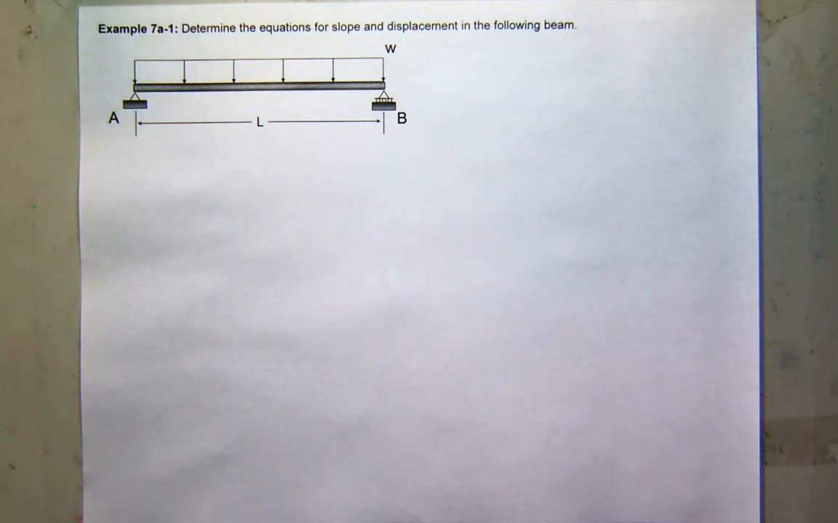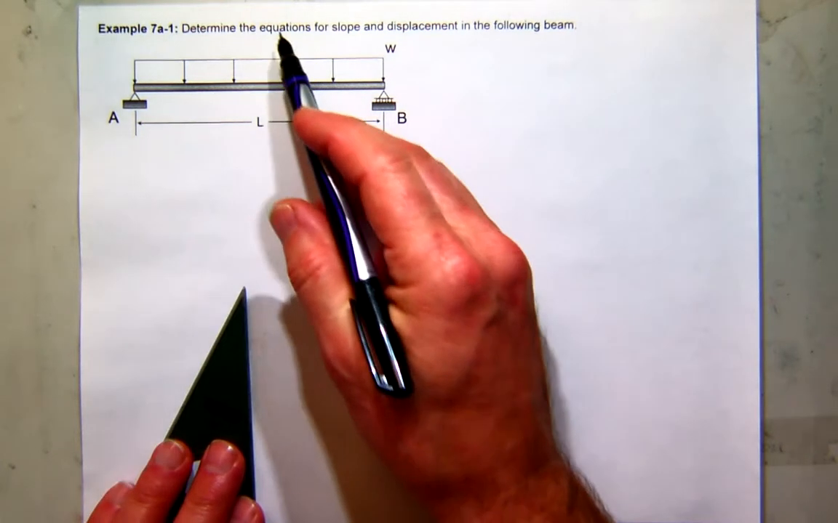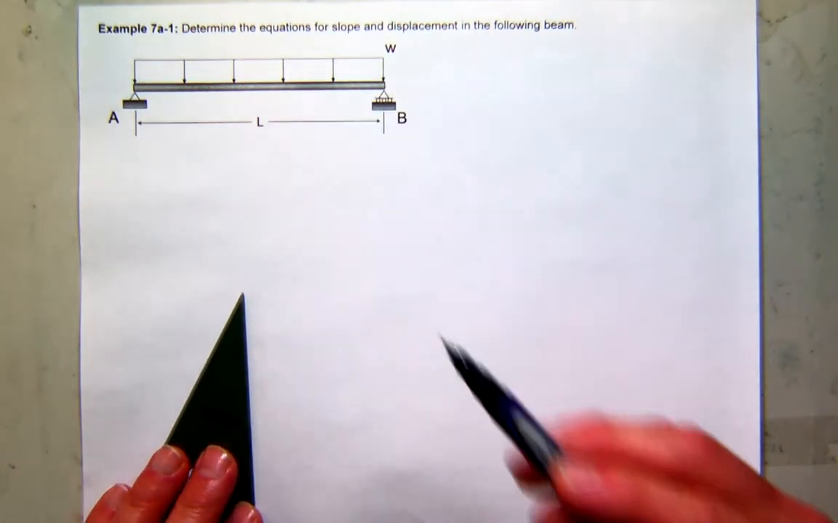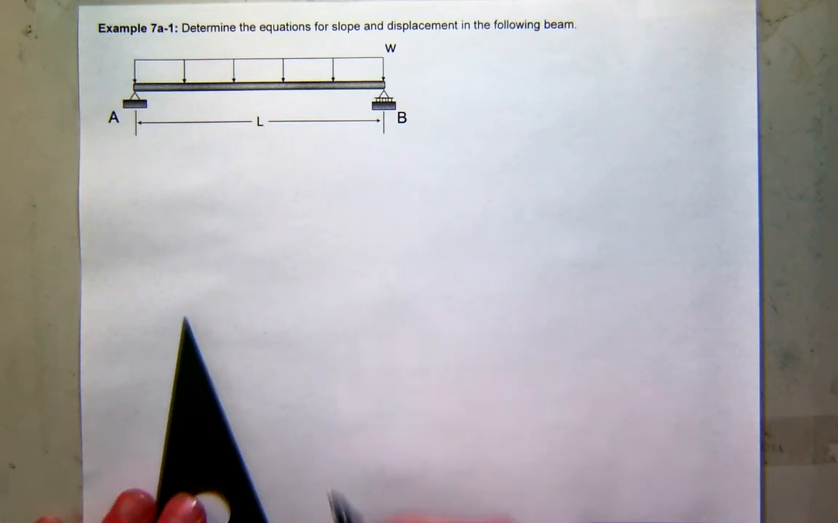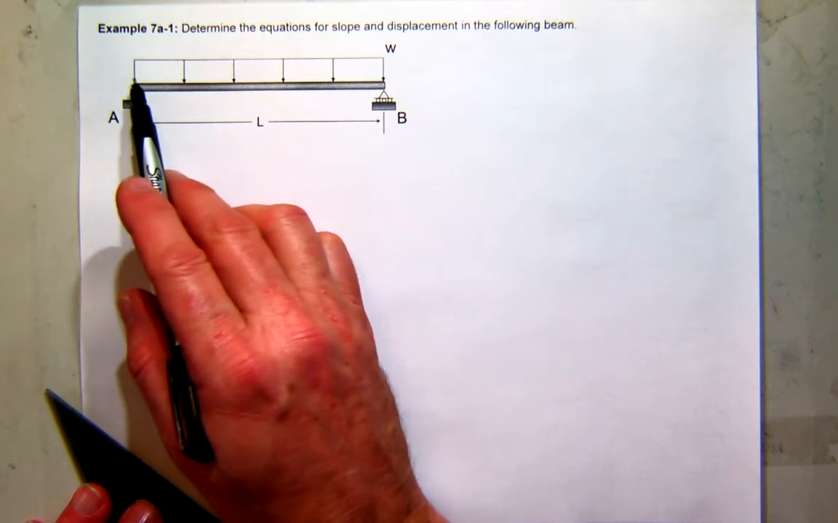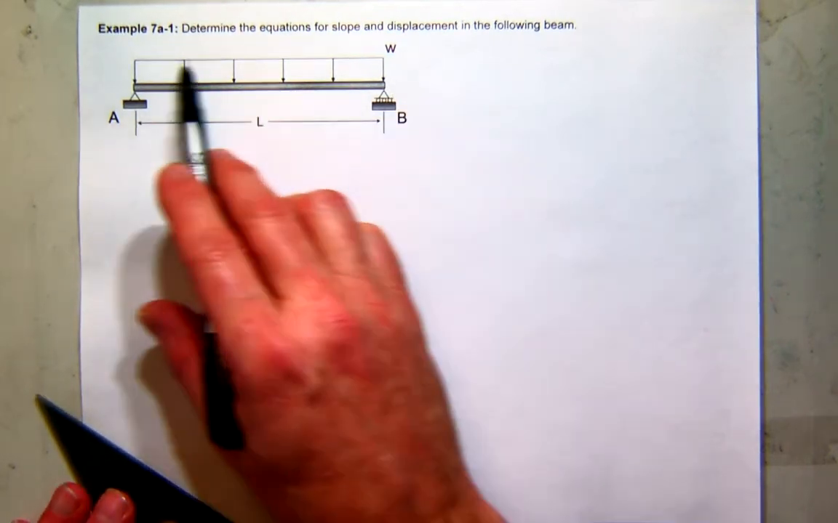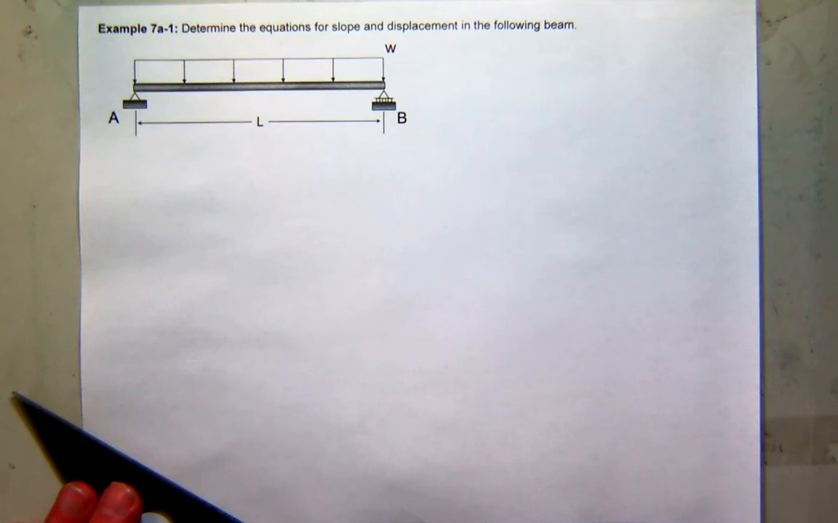Alright, so this is going to be our second problem in trying to write equations for slope and displacement in a beam. Right now, the only tool we have is direct integration. And we've talked briefly that direct integration works really well on continuous loads. And you might see that this load is that. It's nice and continuous. So let's assume that that will work.